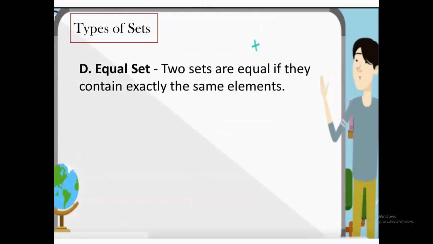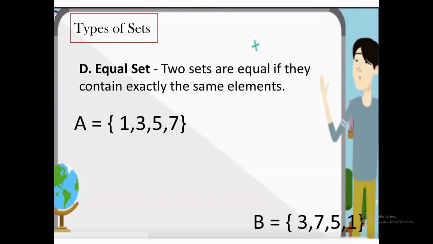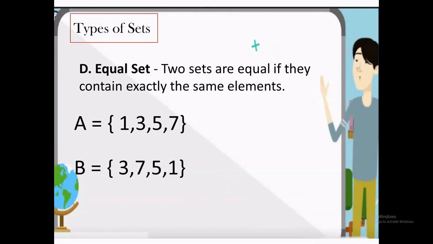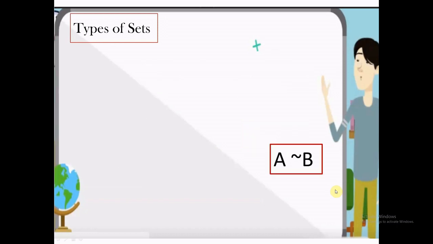Equal sets. Two sets are equal if they contain exactly the same elements. Let's say A is {1, 3, 5, 7} and B is {3, 7, 5, 1}. We can say that A is equal to B. You can see you have 1, 3, 5, and 7 in both sets. So they are equal sets.